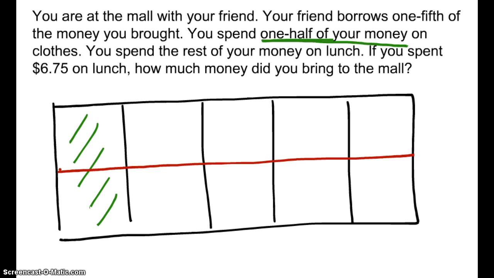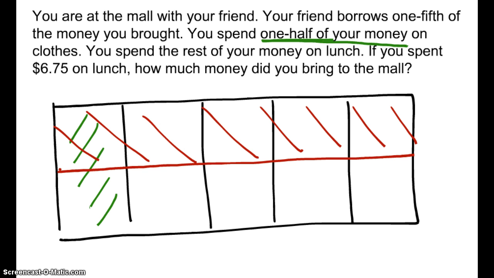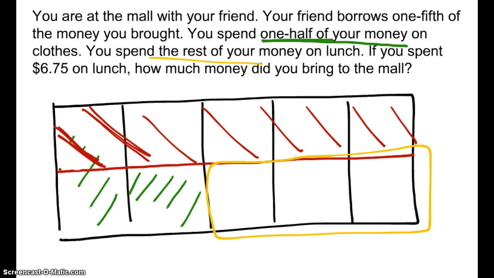You could do it another way that I'll show you in a minute. So really, you spent all of this on clothes, which means that the way we want to show it is we want to take this part that your friend borrowed and show it right here. Because technically, this is what you spent on clothes. So then you spent the rest of your money on lunch. So this much on lunch. So if you spent $6.75 on lunch, how much did you bring to the mall? So all of this is $6.75.